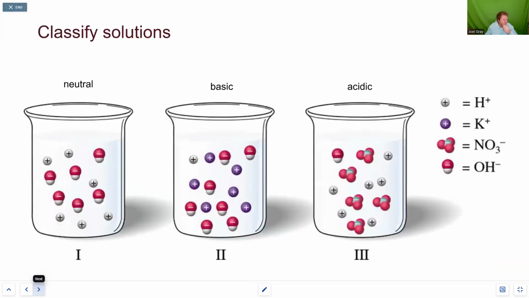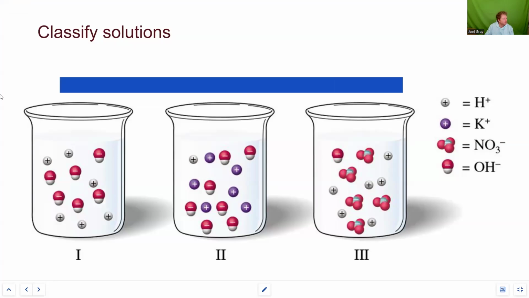Okay, so when we look at these solutions, we've got our neutral solution. Actually, I'm going to go ahead and do that. Okay, so add to the chat.